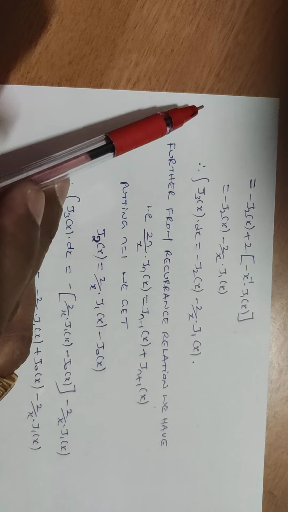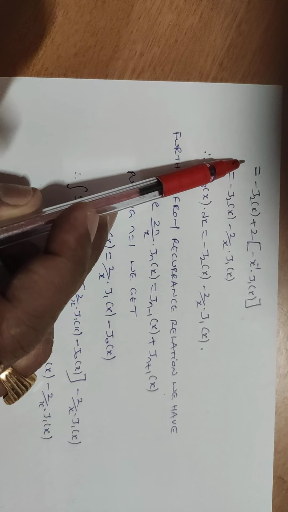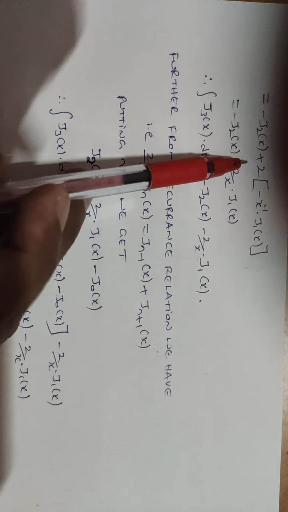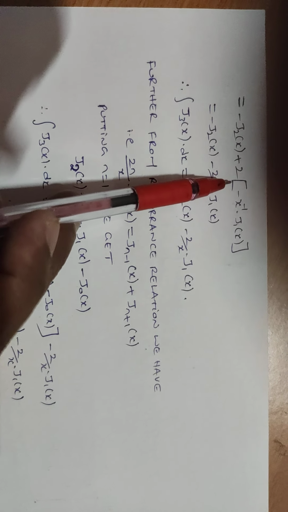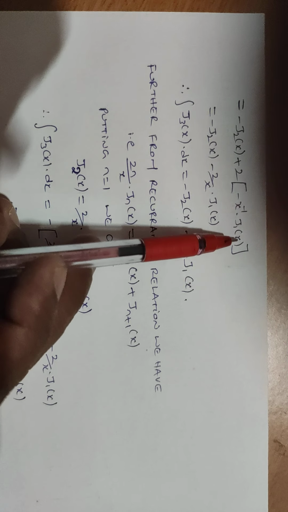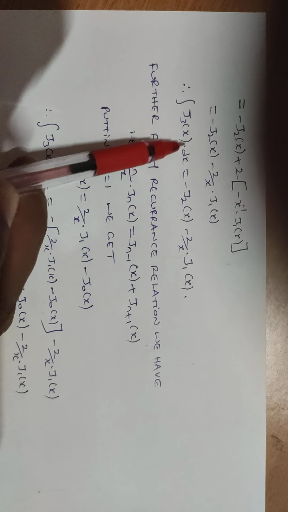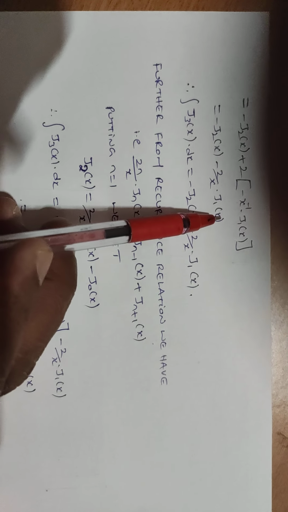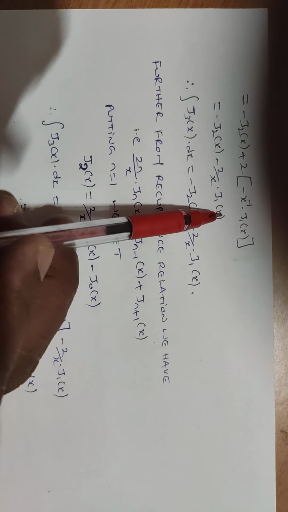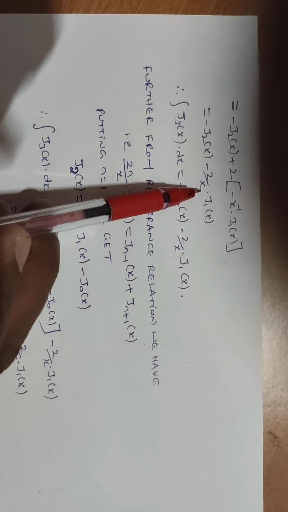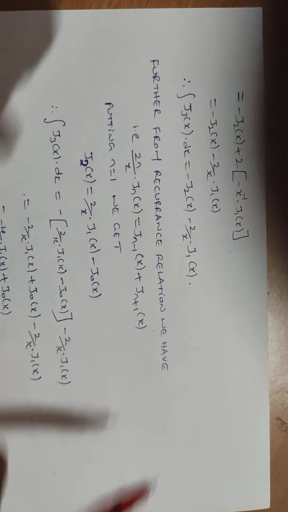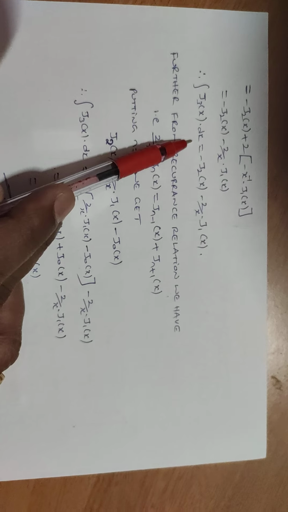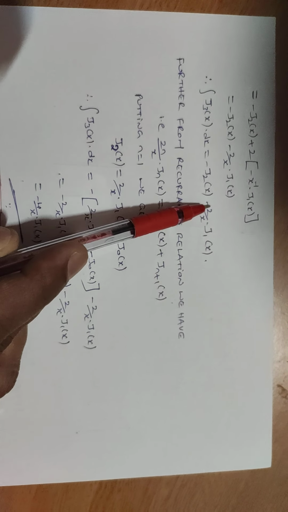Now, this equals minus j2 of x plus 2 into minus x to the power minus 1 into j0 of x, which equals minus j2 of x minus 2 by x into j1 of x, because x to the power minus 1 can be considered as 2 divided by x. Therefore, j3 of x into dx will be equal to j2 of x minus 2 by x into j1 of x.